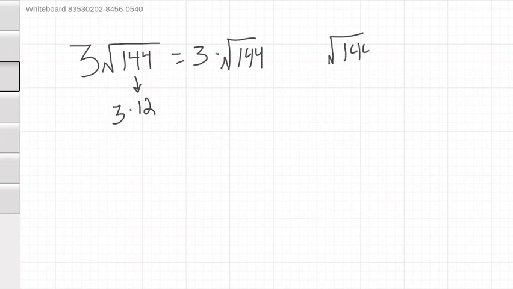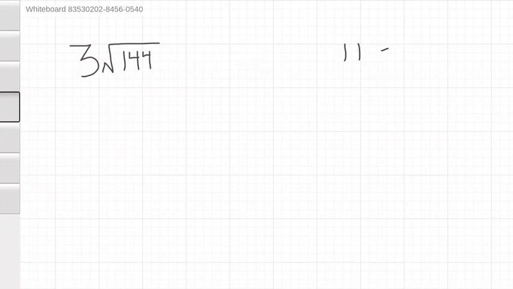We do this because the square root of 144 is just 12, because 12 times 12 is equal to 144. So we do 3 times 12, which is just 36. So 3 square roots of 144, or 3 times the square root of 144, is equal to 36.